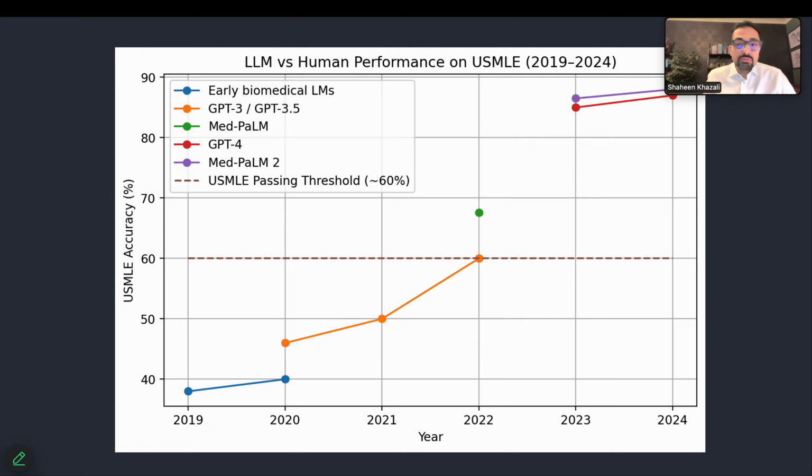This is an example, just the USMLE, which is the US medical exam for entry into residency, basically. And you can see that between 2020 and 2024, the very rapid improvement in how well the large language models can perform on this particular test. Just to give you an idea, the pass rate is 66%, and nowadays most models can achieve up to 100%.